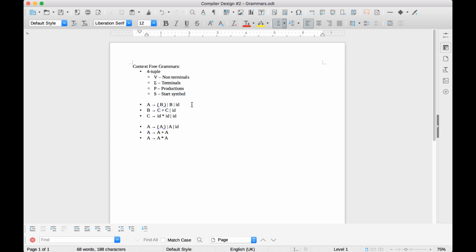Now, what can this particular grammar that we have here represent? Let's say we wanted to parse ID times ID plus ID. Could we parse this with this grammar? Is this a member of the language that this particular grammar represents? Well, let's see.